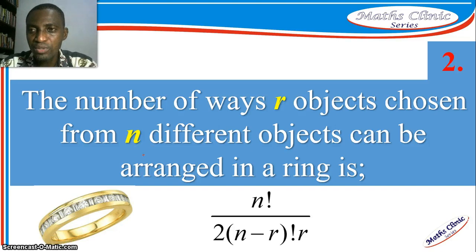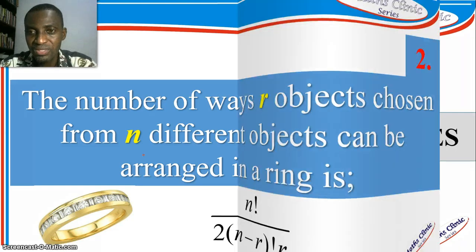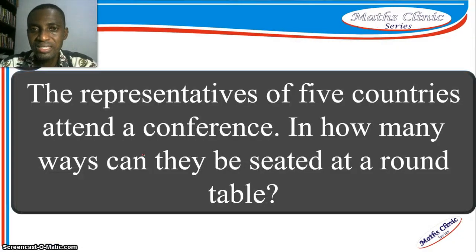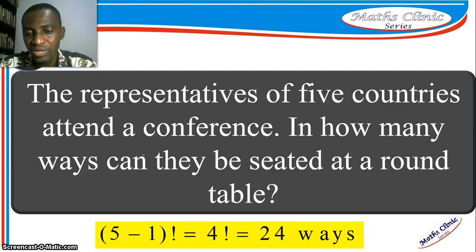Let's take 2 examples to end this part of the video. Then we'll do maybe the B part of this same topic and solve more examples that follow. So let's take example number 1. The representatives of 5 countries attend a conference. In how many ways can they be seated at a round table? I'm sure your answer is n minus 1. So if there are 5 in all, there's going to be 5 minus 1, which is 4 factorial, and the answer is 24 ways.